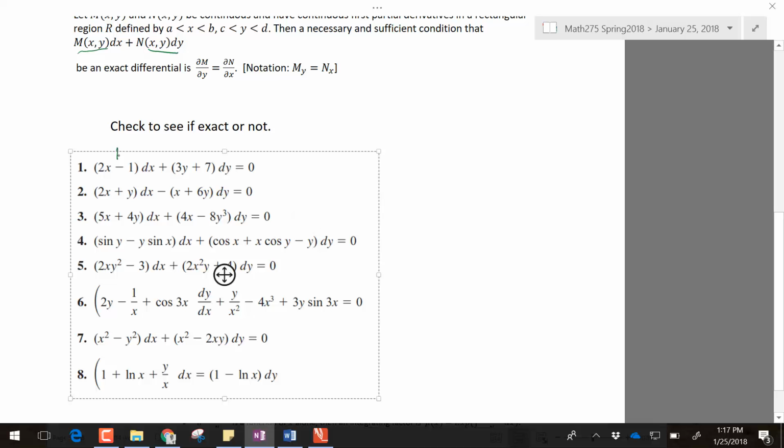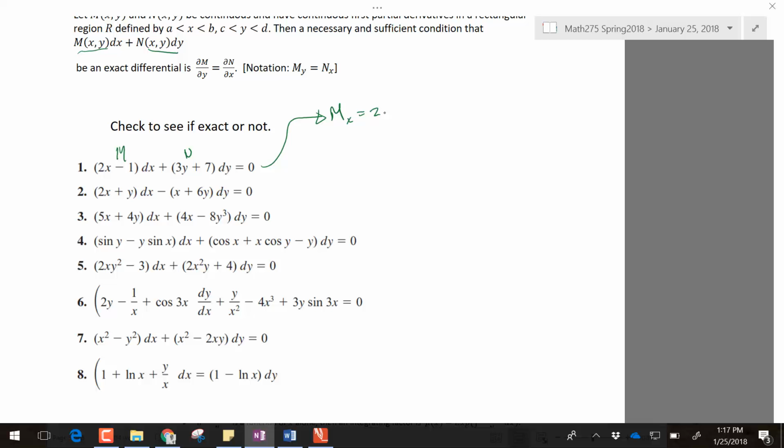So let's identify the M and the N functions for the first one. And let's take the derivative of the first function with respect to x. When you take the derivative with respect to one variable, you look at the other variable and pretend it's constant. That's how we do partial derivatives. There's a whole theory behind it with limits and stuff, but we're not going to do that because we're not assuming that you've taken Calc 3.